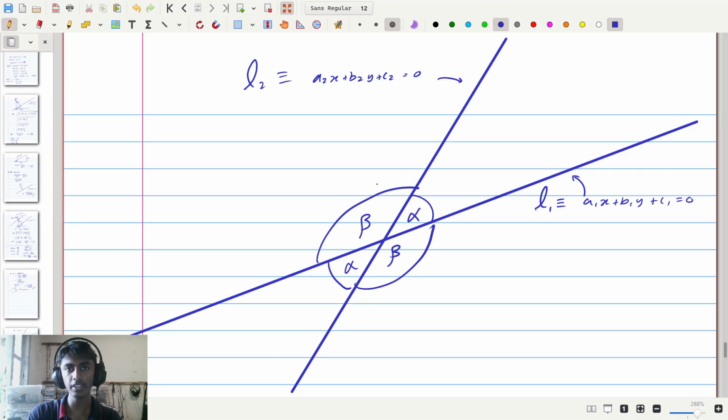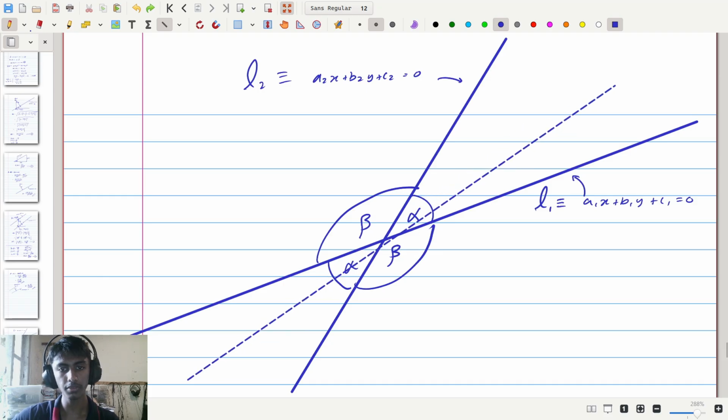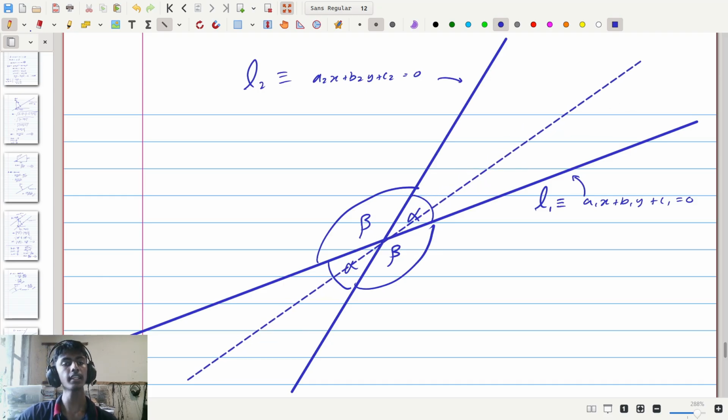These angles can be bisected by two lines. The angle alpha can be bisected by a line which I'll draw out now. It's going to look something like this. There's another angle bisector for the other angle, and that angle bisector will look something like this. What we're going to do now is find the equation corresponding to these two angle bisectors and use them to figure out which of the angle bisectors is bisecting the big angle and which is bisecting the small angle.